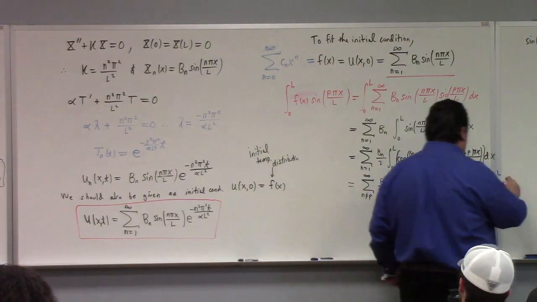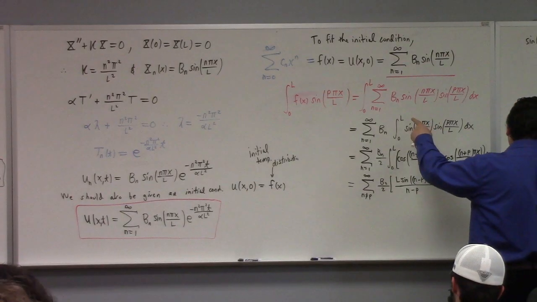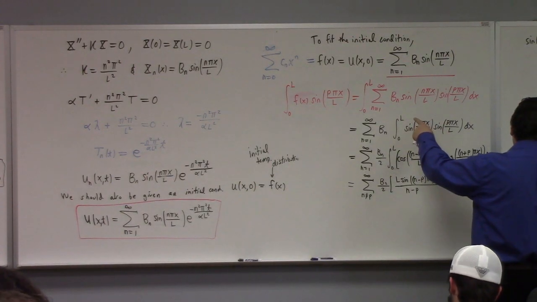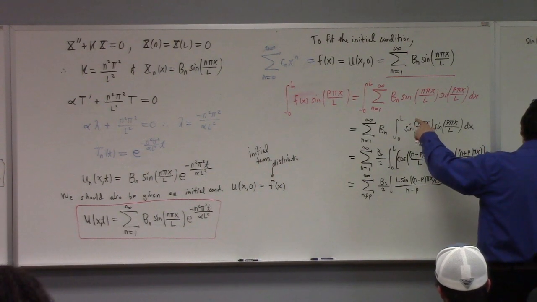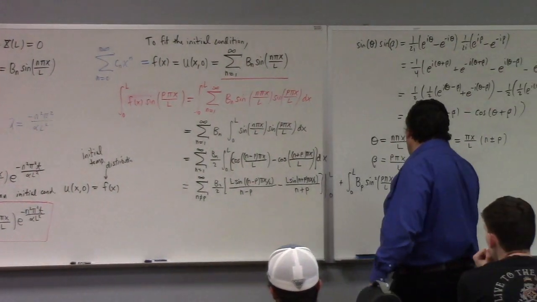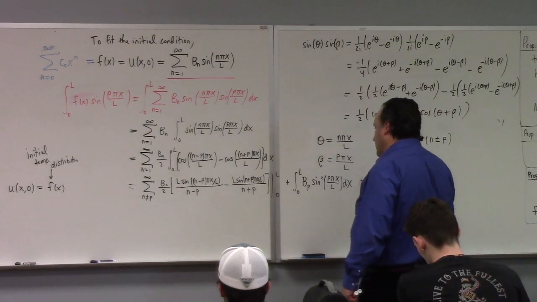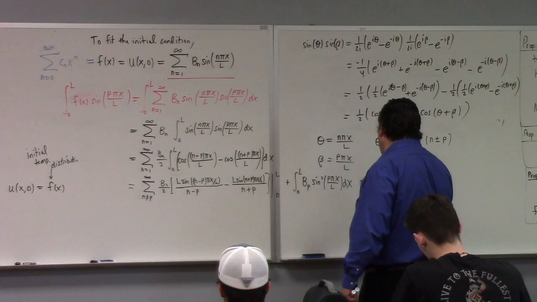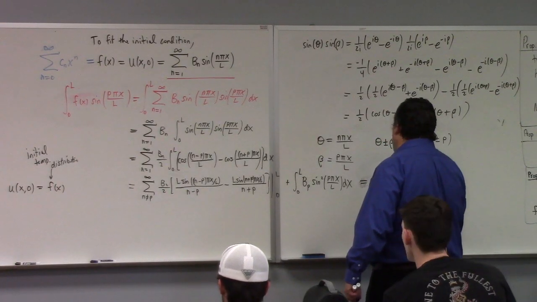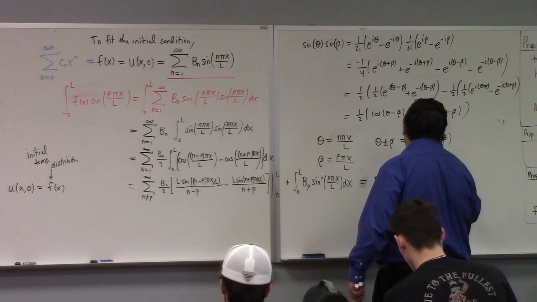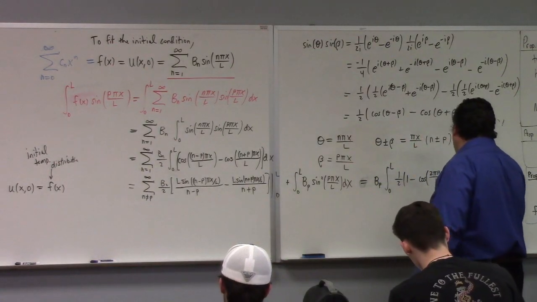And then we have plus the integral from 0 to L of when n is equal to p, so b sub p. And then what's that? That's sine squared of, let's say, p pi x over L dx, right? And so what we got, I'm going to do it here if you guys don't mind, is we have b sub p times the integral from 0 to L of 1/2, right? 1 minus the cosine of 2 pi p x over L dx, yeah?